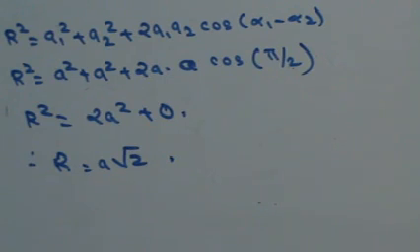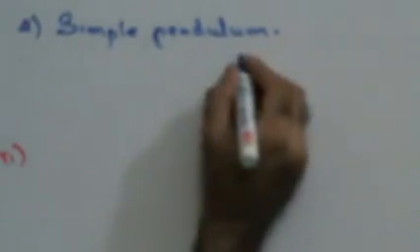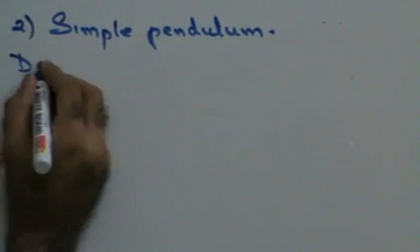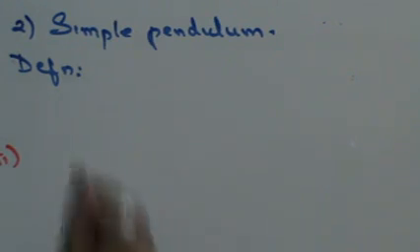Next, let's see a simple pendulum that finishes our composition of two SHMs. Second, let's consider a simple pendulum. Now, how do I define a simple pendulum? An ideal simple pendulum is defined as a heavy particle suspended by a weightless, inextensible string from a rigid support.